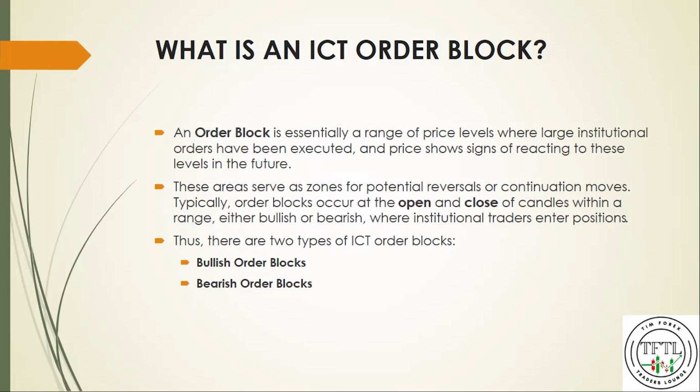Typically, order blocks occur at the open and close of candles within a range, either bullish or bearish, and where institutional traders enter positions. Thus, we will have two types of order blocks. That is the bullish order block and the bearish order block.